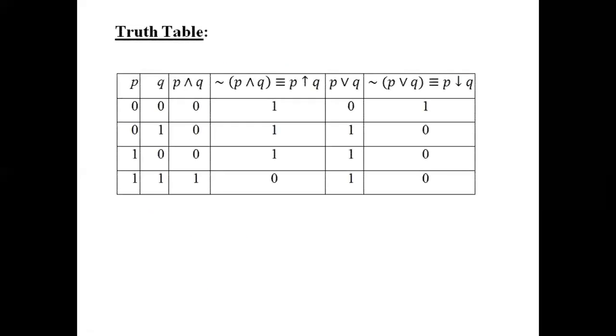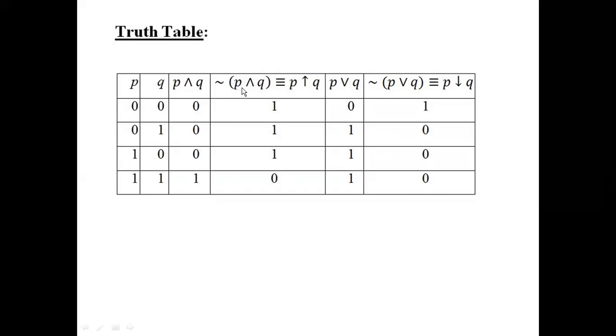Now we will see the truth table for the same. We have P and Q as the propositions, which take the values 0, 0, 0, 1, 1, 0, 1, 1. P and Q is true only when both P and Q are true. So we have 1 here for P and Q. The rest of the values are 0. Only when P and Q are both 1, the result for P and Q is also 1. In all other cases it is 0.